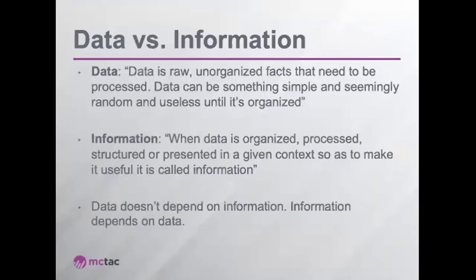So what is it? What am I talking about when I say data, right? Data is defined as raw, unorganized facts that need to be processed. Whereas information is when data is organized, processed, structured, or presented in a given context so as to make it useful, and it is called information. So for data to become information, it really needs to be put into context for it to have any real meaning or value, right?